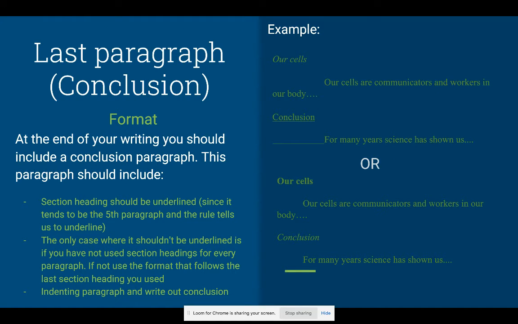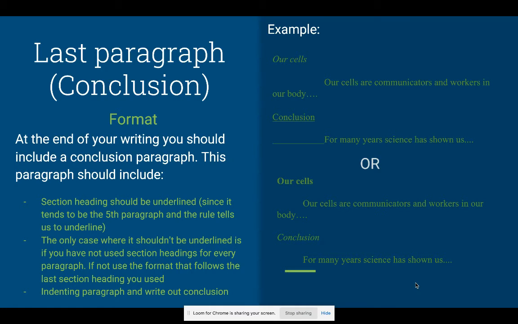Last paragraph, conclusion format. At the end of your writing, you should include a conclusion paragraph. This paragraph should include a section heading, which should be underlined since it tends to be the fifth paragraph and the rule tells us to underline. The only case where it shouldn't be underlined is if you have not used section headings for every paragraph. If not, use a format that follows the last section heading you used. Indent the paragraph and write out the conclusion.